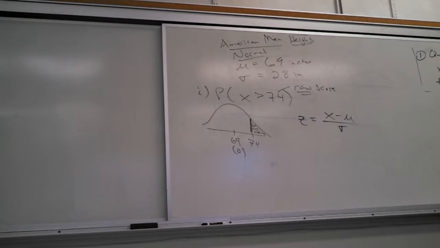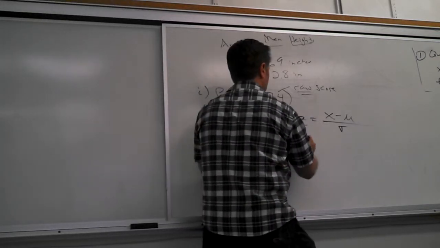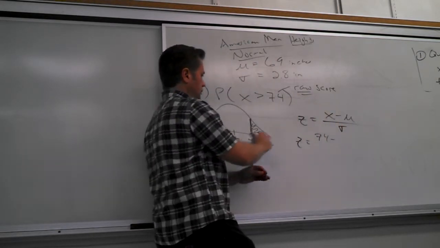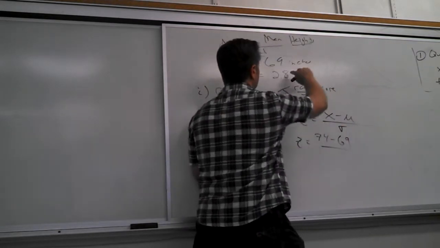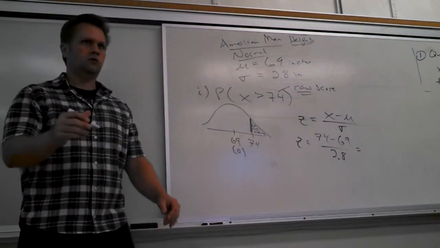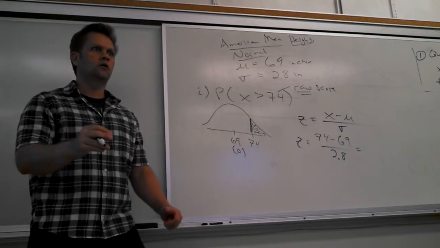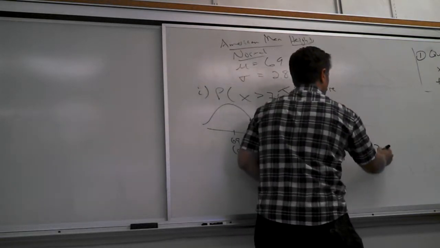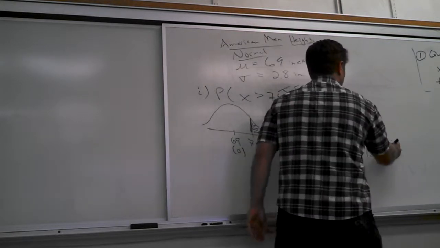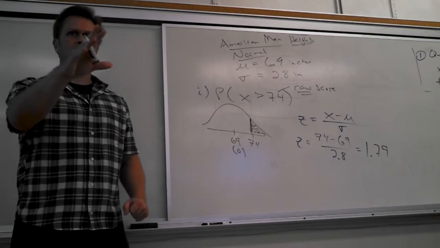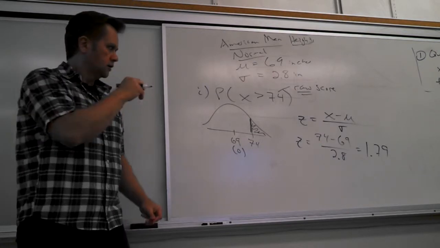So z is 74, that's my point that I'm interested in, minus the mean, divided by 2.8. What do you guys get? 1.79. It's like 1.785, so then you round it to 1.79, is that cool? All right. I'm crowdsourcing that, so it sounds good.